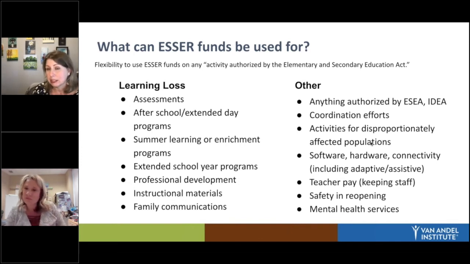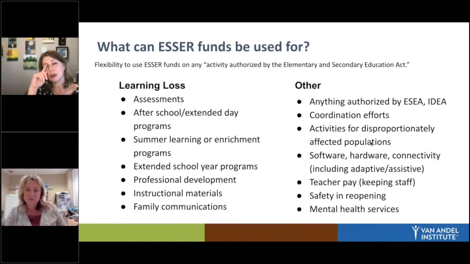So another one that's explicitly called out, as I mentioned in the definition up there, is activities for disproportionately affected populations. We know that's been a major issue, so anything we can do to help with that is covered. Software, hardware, connectivity. I thought this was interesting, including adaptive or assistive technology for students who might have some disabilities that we need to accommodate. So that's all covered. Teacher pay, it flat out says, to basically keep your staff. You can use money for that. Obviously for safety and reopening, cleaning supplies, all of that. Even mental health services are called out in there as things you can fund using this ESSER funding.